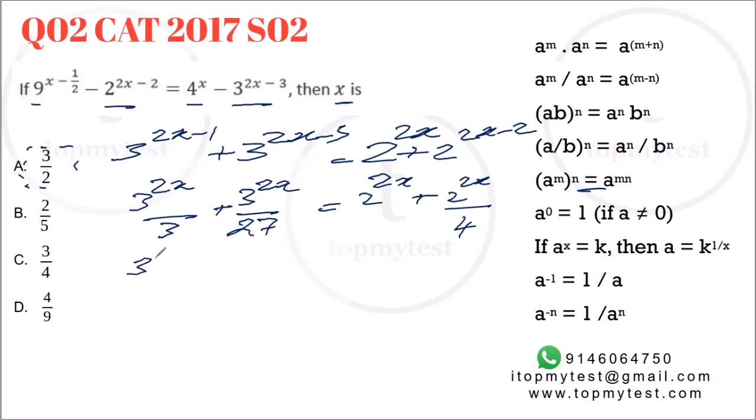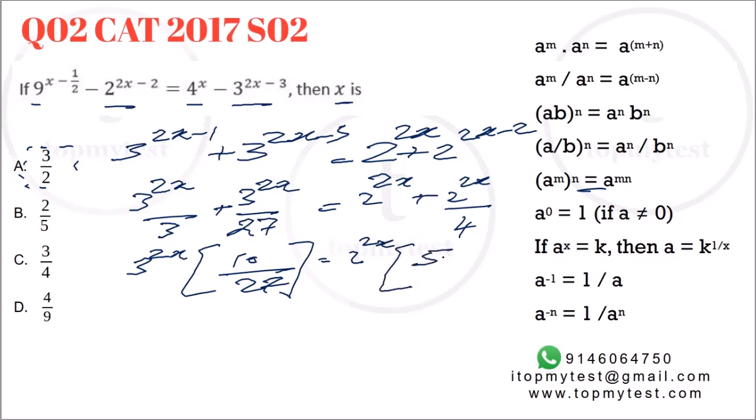If I take 3 to the power 2x common, this will be upon 27. 9 plus 1 is 10. Should be equal to 2 to the power 2x. There should be 1 plus 4 will be 5 by 4. Okay, this goes out, this becomes 2. Again, we'll club the powers of 2 on one side, 3 on one side. So you'll get 3 to the power 2x divided by 27 equals 2 to the power 2x divided by 8.